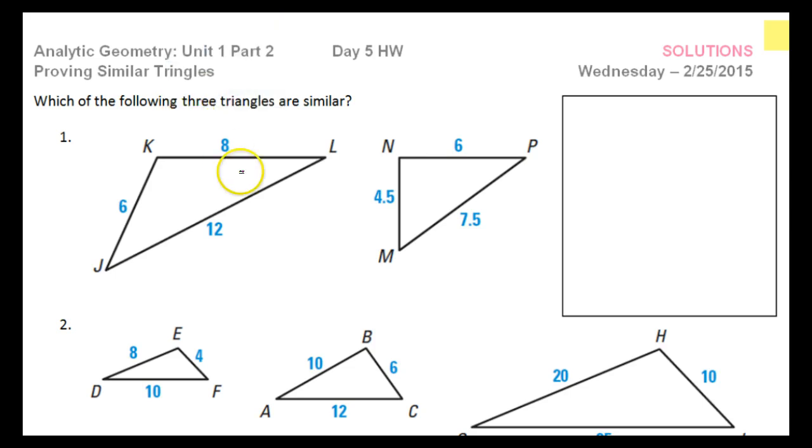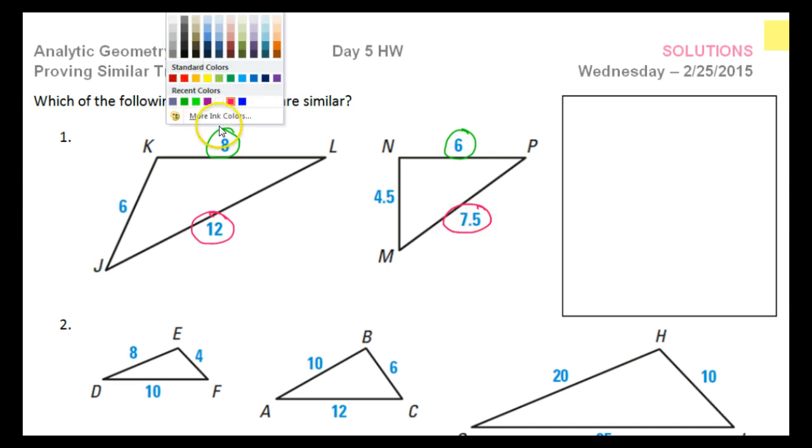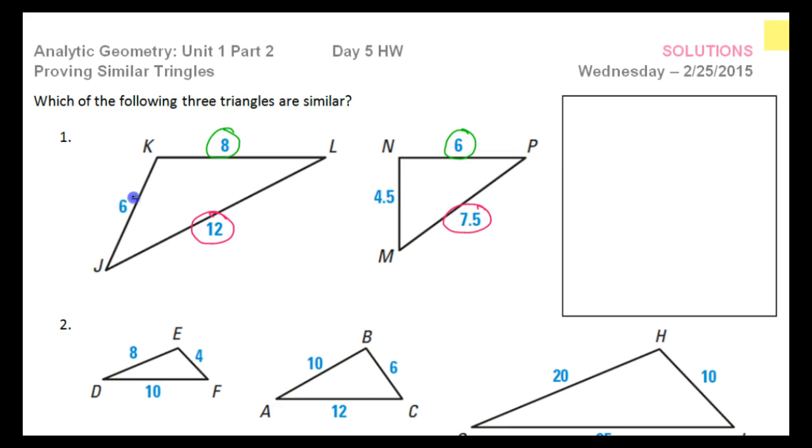So let's check and see if corresponding sides are proportional. I'm going to color code this. These green ones are corresponding, these pink ones are corresponding, and let's say these blue ones are corresponding. So I'm going to make the green fraction, the pink fraction, and the blue fraction. If these are similar, by side-side-side similarity, all three fractions should be the same, right? That's what it means to be proportional.